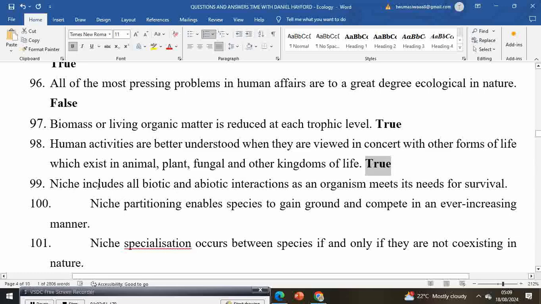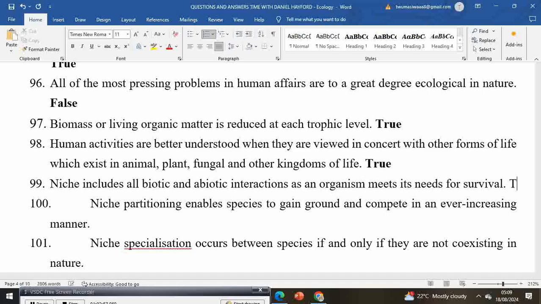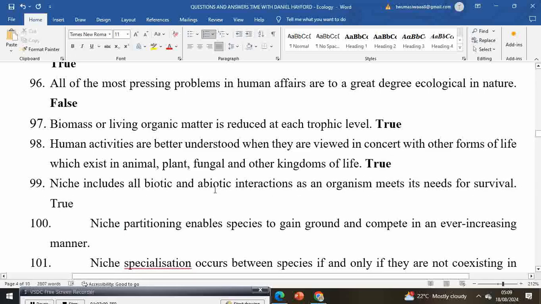Question number 99. Niche includes all biotic and abiotic interactions as an organism meets its needs for survival. This is a true statement that the teacher here has made. Now, question number 100. Niche partitioning enables species to gain ground and compete in an ever-increasing manner. This statement is false. Niche partitioning will rather reduce competition.